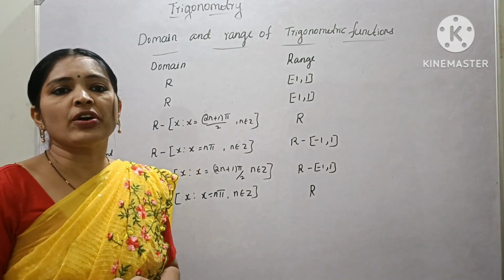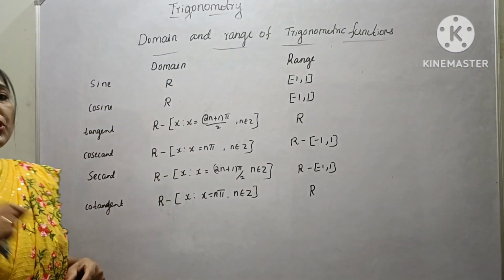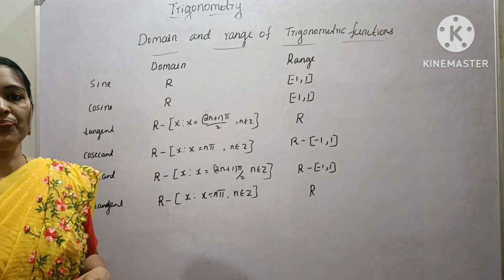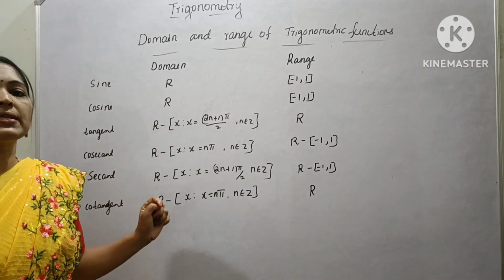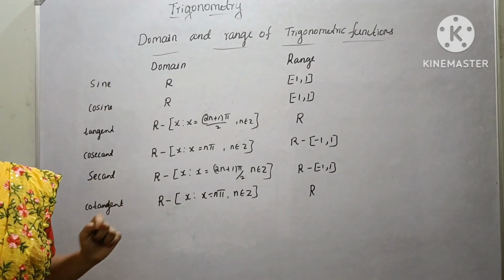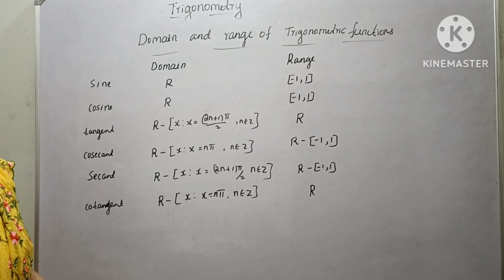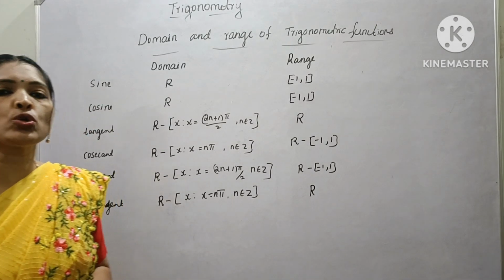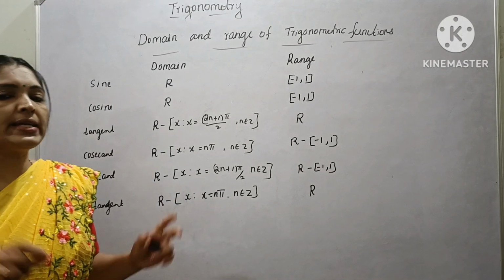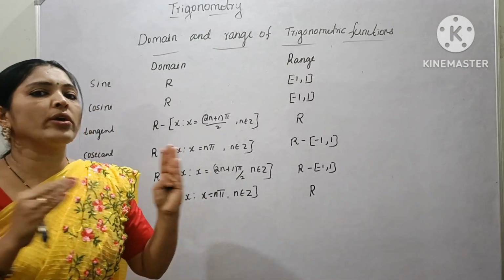First function, sine function. Sine function is defined for all real values. That is, its domain is R, the set of real numbers. And what is its range? Range is nothing but the closed interval -1 to 1. That is, sin x is varying from -1 to 1.